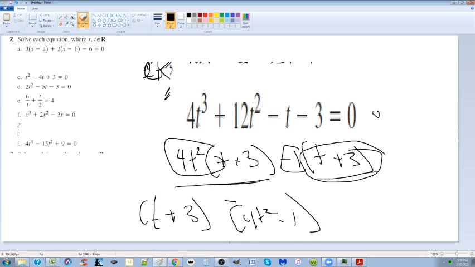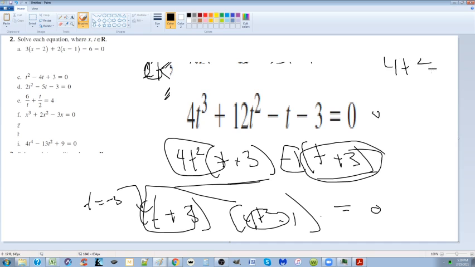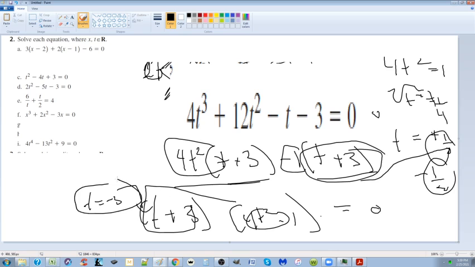Now I have two factors. I just got to solve for this. So t is equal to minus 3 on this one. And this one, 4t squared is equal to 1. T squared is equal to a quarter. And therefore, t can be equal to plus a half when I square root both sides, or minus a half. Two answers, careful. So you got minus 3, plus a half, minus a half.